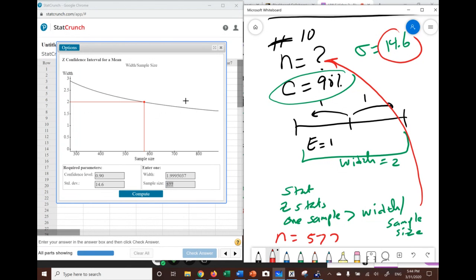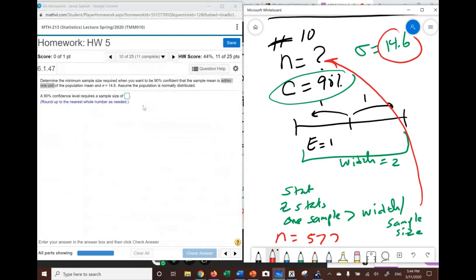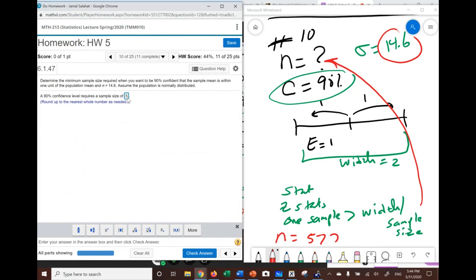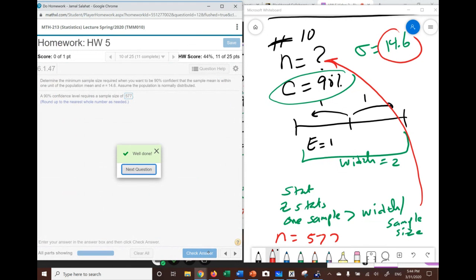So you need to survey 577. Let's go down and put 577. If you survey 577, then you are guaranteeing to stay within 1 unit for margin of error. Now, if you survey less, the margin of error gets bigger. If you survey more, the margin of error gets smaller. So it's better to survey more than 577, but it's going to cost money and time. So if you reach that 577, you can stop.